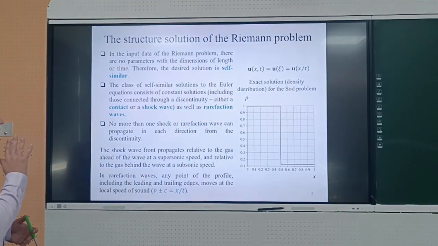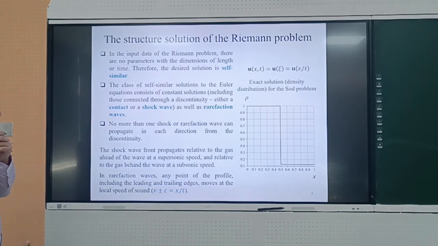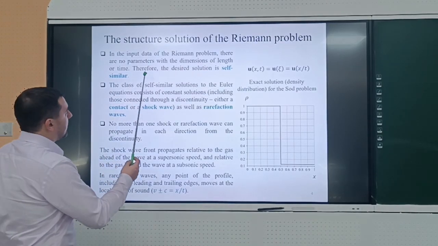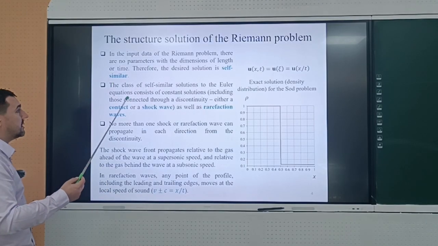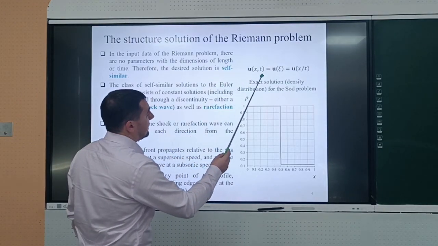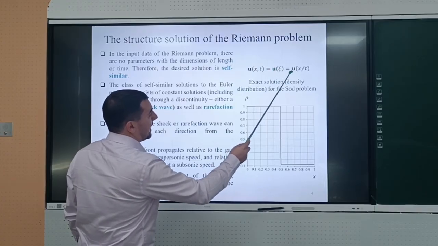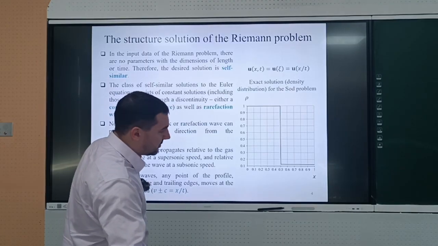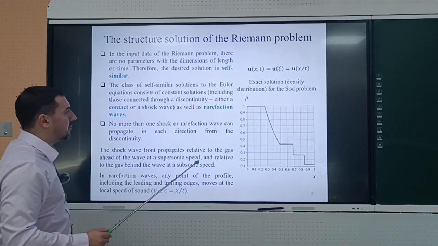We discussed the main items for the structure of the solution of the Riemann problem. In the input data of the Riemann problem, there are no parameters with the dimensions of length or time. Therefore, the desired solution is self-similar. So the solution is self-similar if it depends on x and t only through the combination psi equals x over t. And today we are going to build this exact solution. This is the so-called Riemann problem.